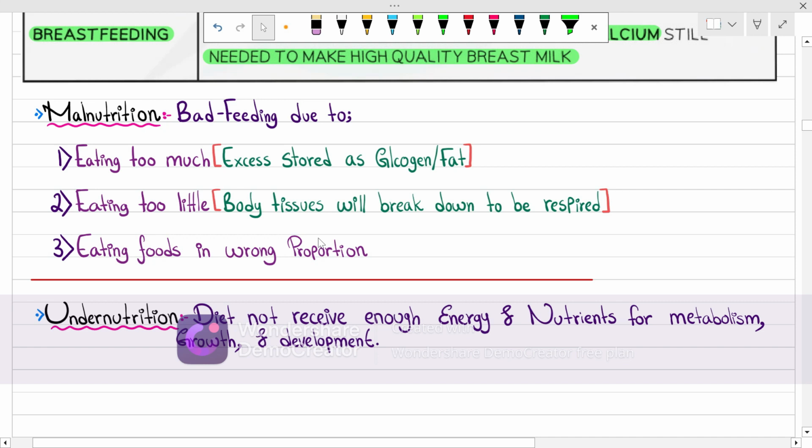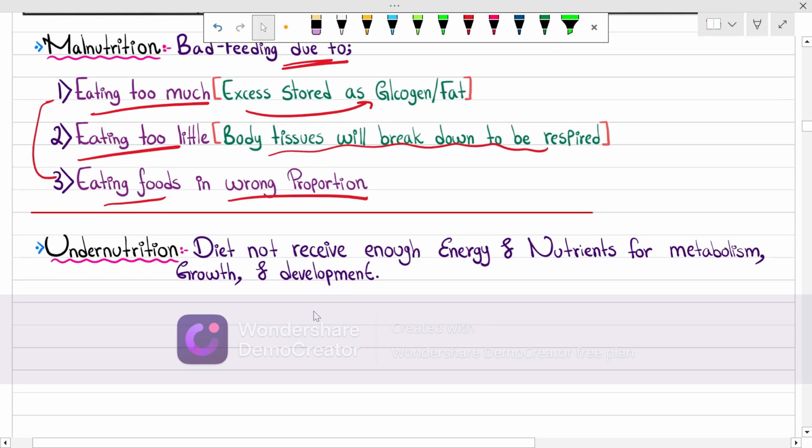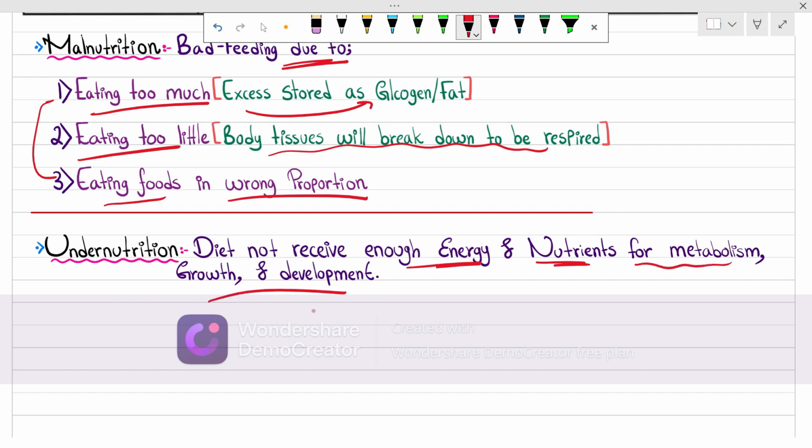Malnutrition and undernutrition. Malnutrition is bad feeding due to these three factors: eating too much, where excess food will be stored as glycogen or fat; eating too little, where body tissues will break down to be respired; or eating foods in the wrong proportion. Undernutrition is not receiving enough energy and nutrients for metabolism, growth, and development of tissues.